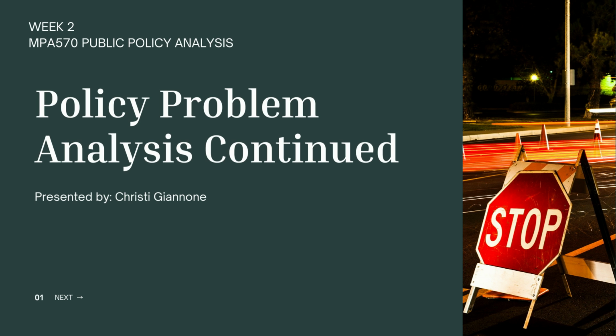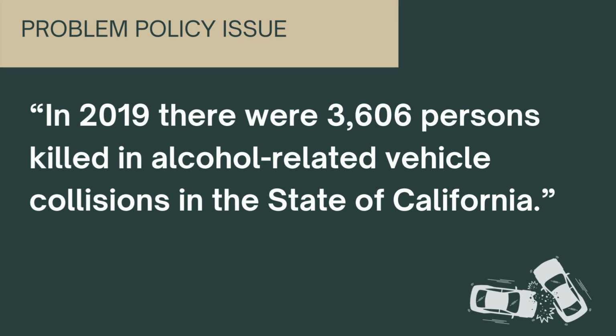This week we're taking a look at the policy problem analysis continued. For my policy problem issue, I am taking a look at alcohol-related vehicle collisions. So in 2019, there were 3,606 persons killed in alcohol-related vehicle collisions in the state of California.